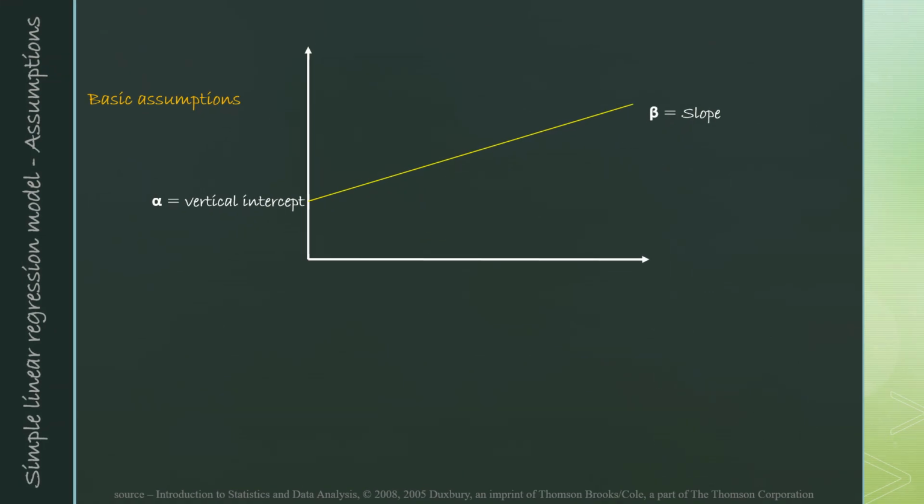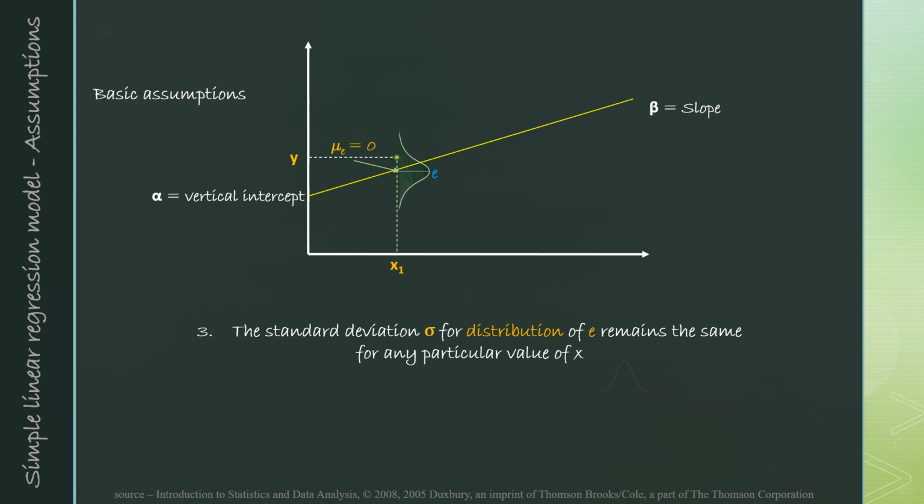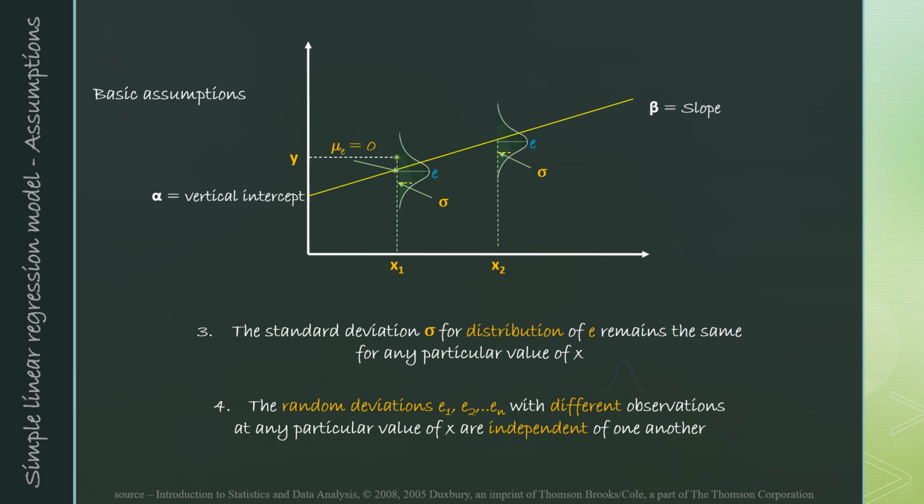Basic assumptions about the distribution of e in repeated sampling at any particular x value. Number 1. The distribution of e at any particular value of x is normal, meaning in a sample of data pairs x and y where x is a single fixed value, the resulting error e for each of the data pairs exhibits a normal distribution. Number 2. The distribution of e at a particular value of x has a mean denoted by mu e, which equals 0. That is, mu e equals 0. Number 3. The standard deviation sigma for the distribution of e remains the same for any particular value of x. Number 4. The random deviations e1, e2 and so on until en with different observations at any particular value of x are independent of one another.